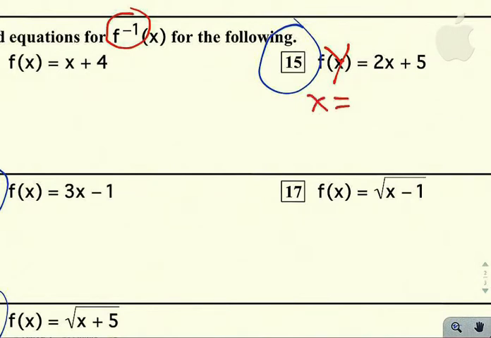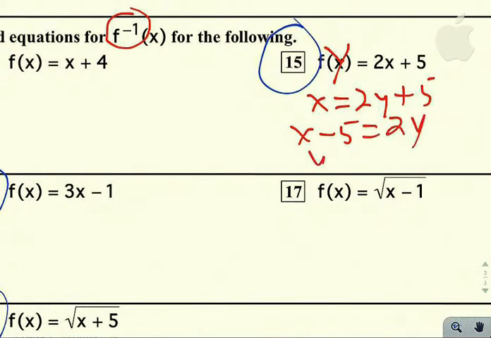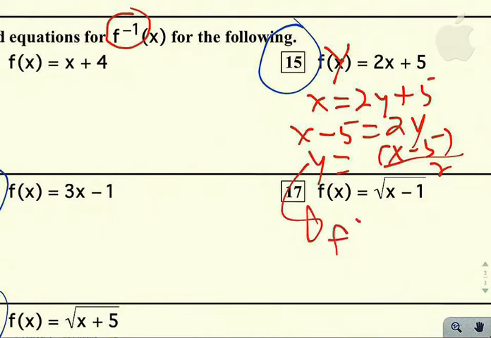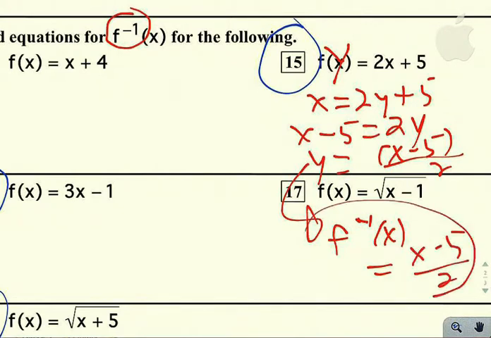So find the inverse. X equals 2y plus 5. But solve for y now. And you would have x minus 5 equals 2y. And so y would equal x minus 5 all over 2. F inverse then, replace the y with f inverse, is x minus 5 all over 2.